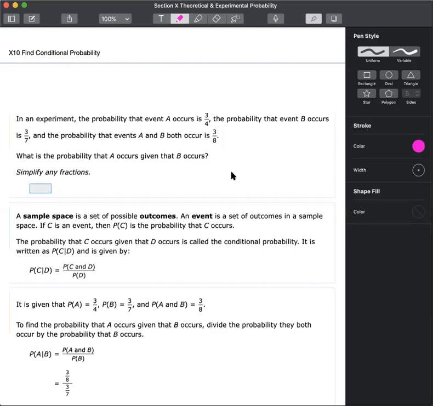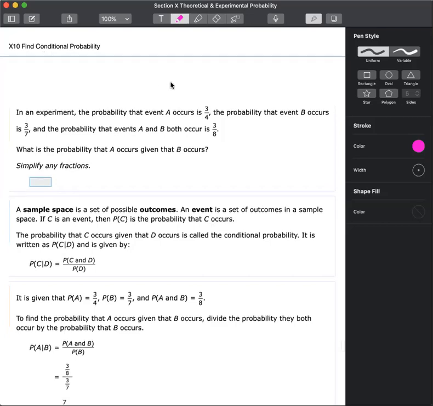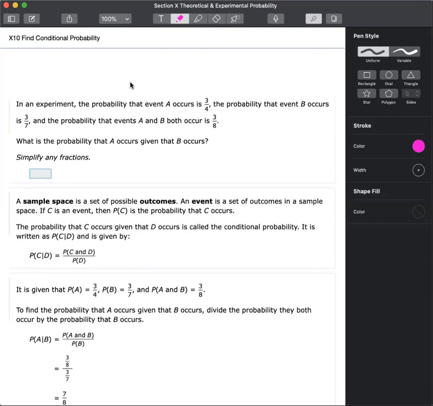The last subsection that we're going over today is going to be X10, find conditional probability. So conditional probability is going to be, for example, this one. I'll show you all the steps here. In the experiment, the probability that event A occurs is 3/4. The probability that B occurs is 3/7. The probability that events A and B both occur is going to be 3/8. So you're looking for what is the probability that A occurs given B.